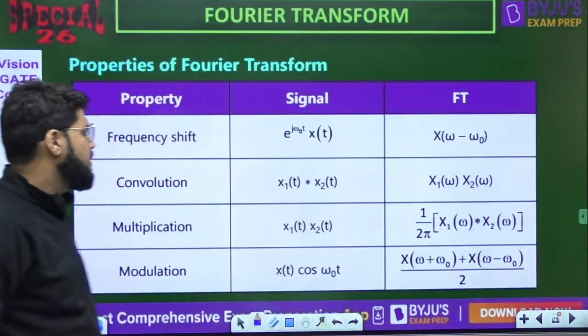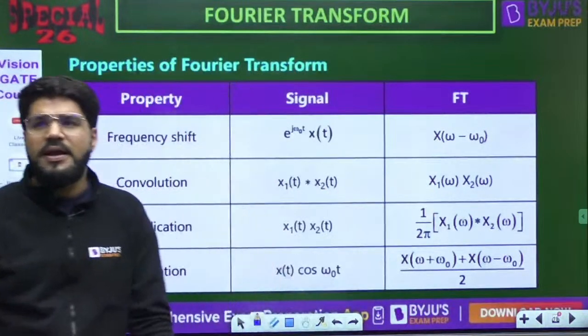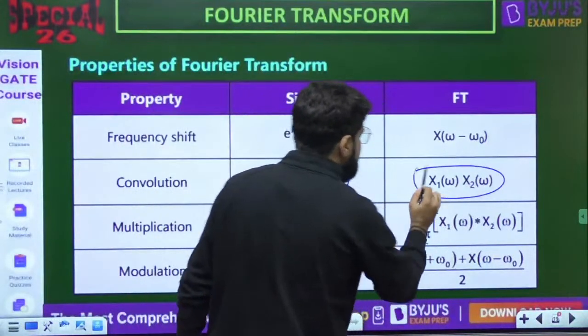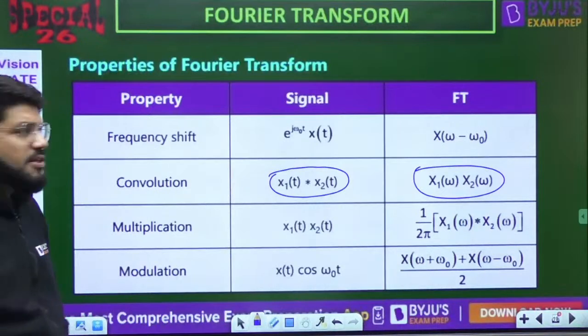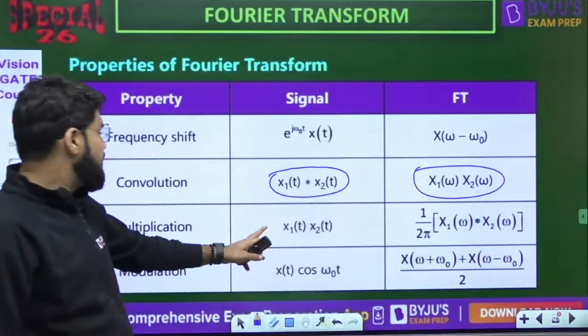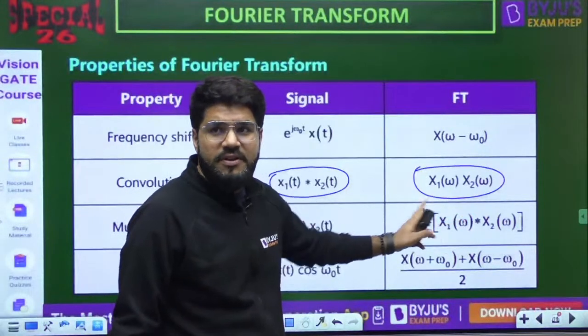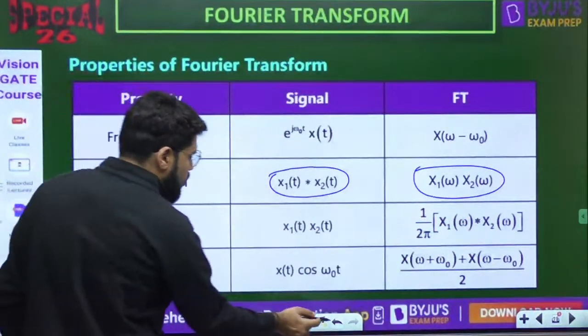Clear? Convolution x1t convolution x2t is x1 omega times x2 omega. Convolution in time corresponds to multiplication in frequency. Multiplication in time corresponds to convolution in frequency: 1 upon 2 pi x1 omega convolution with x2 omega. Questions will come on all of these, don't worry.